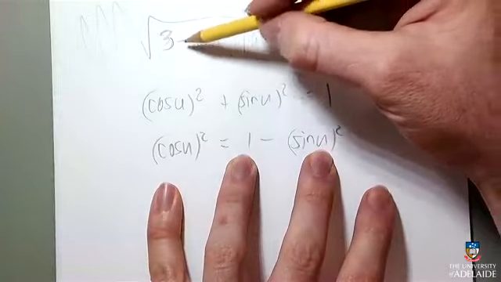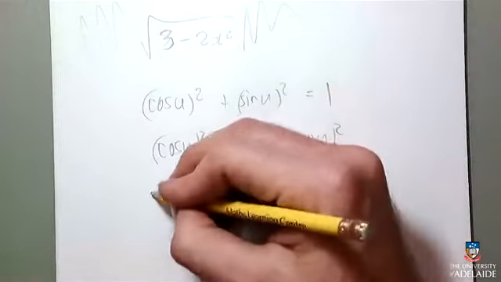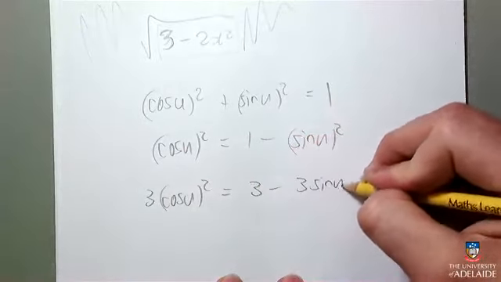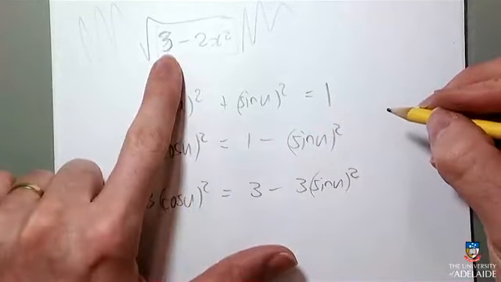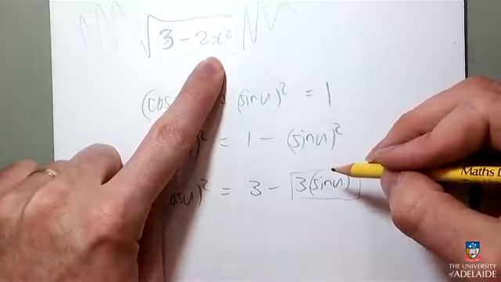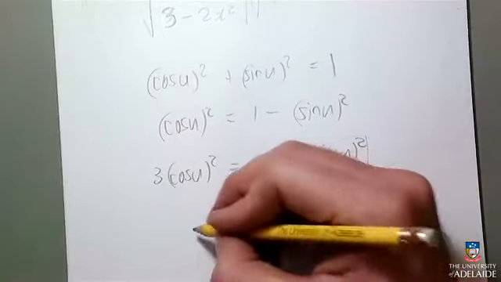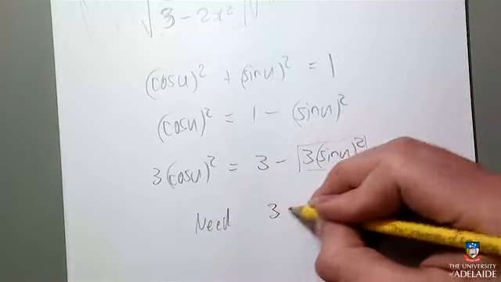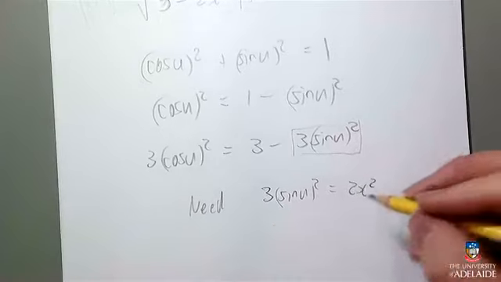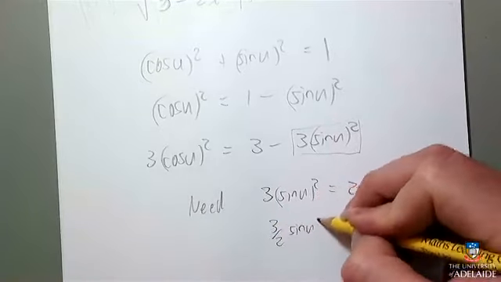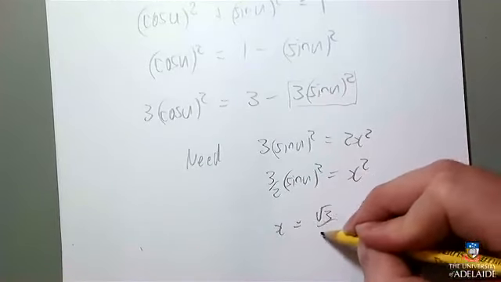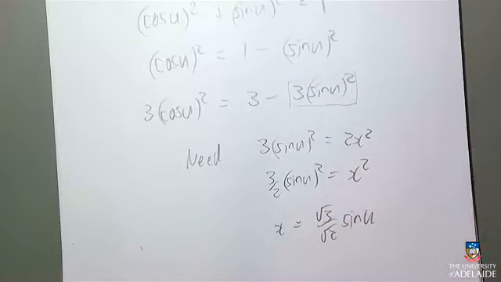I'm going to deal with the number first. This is a 3, and I've only got a 1, so I just times everything by 3. Now the 3 matches. And now all of this has to be 2x squared. So what I need is 3 sine squared u to be 2x squared. So my x is equal to root 3 on root 2 sine u. And that's my substitution.